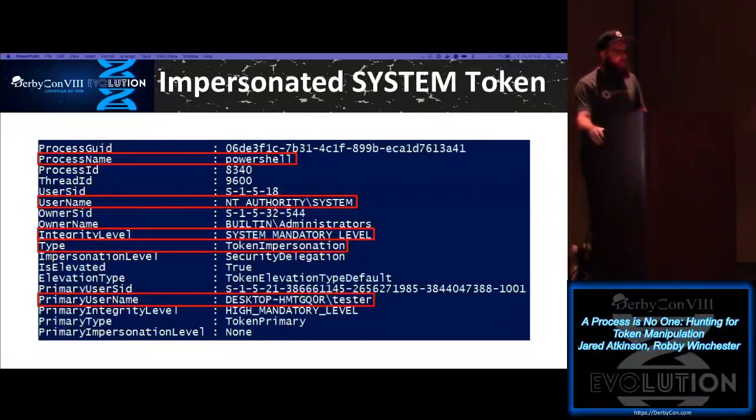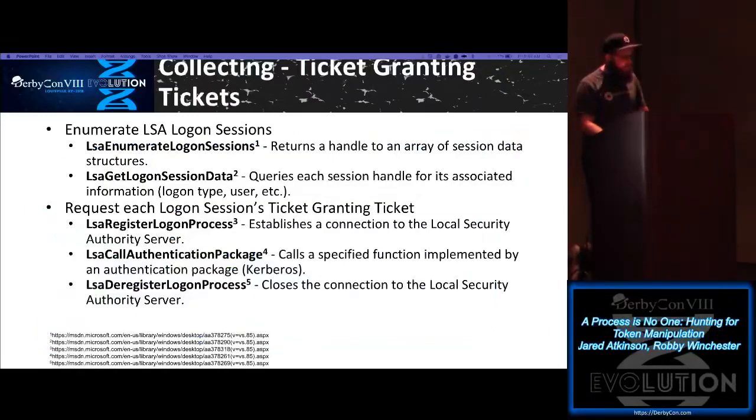As opposed to this impersonated system token, we have PowerShell, where the primary user for the primary token is tester, right? A normal local admin. But the username that they're impersonating is system, right? So this is like an upward impersonation, and this might be something that we're interested in. And that's, in fact, PowerShell Empire doing impersonation.